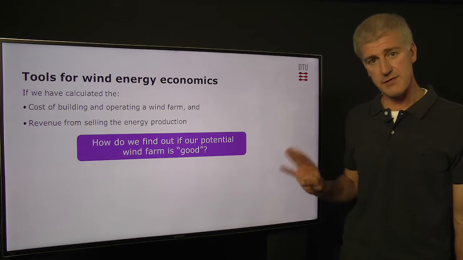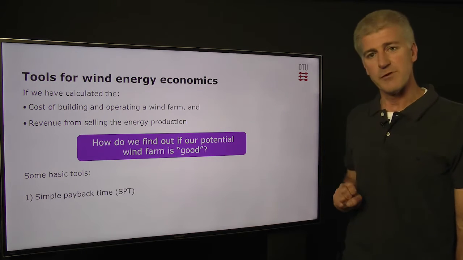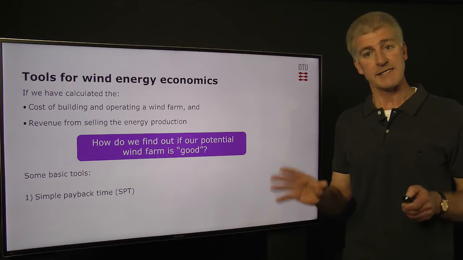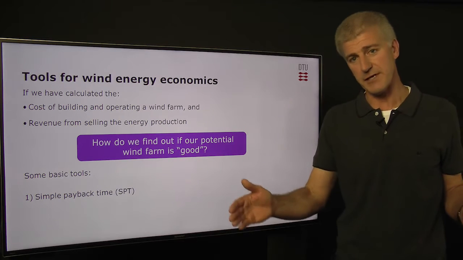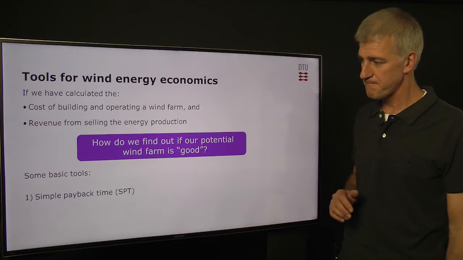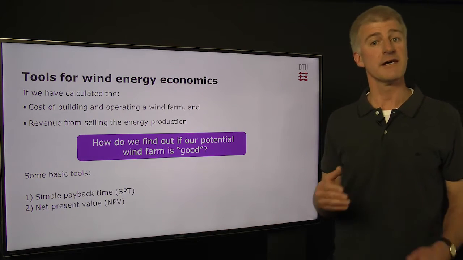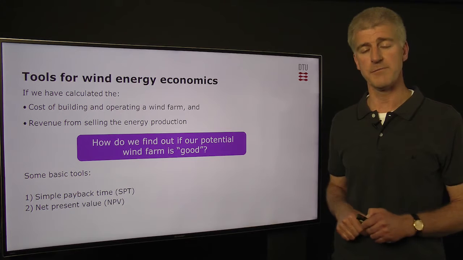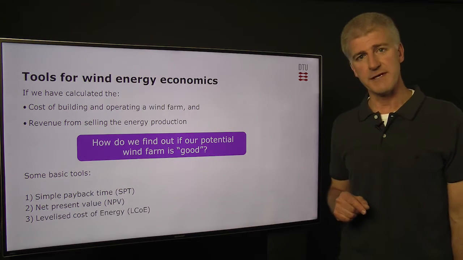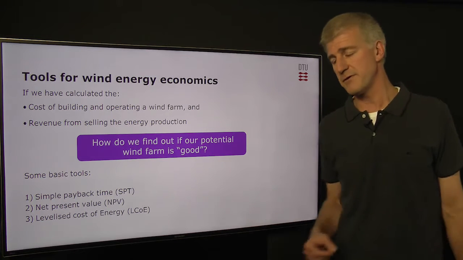Well, we have three tools that I'm going to present to you today. The first is the simple payback time, and this really just indicates how many years it's going to take of production before we can pay back our original investment. The second is the net present value, which gives us an idea of whether we should go ahead with a proposed project or not. And the third one is the levelized cost of energy. And this is a way that we can compare our project with other projects.